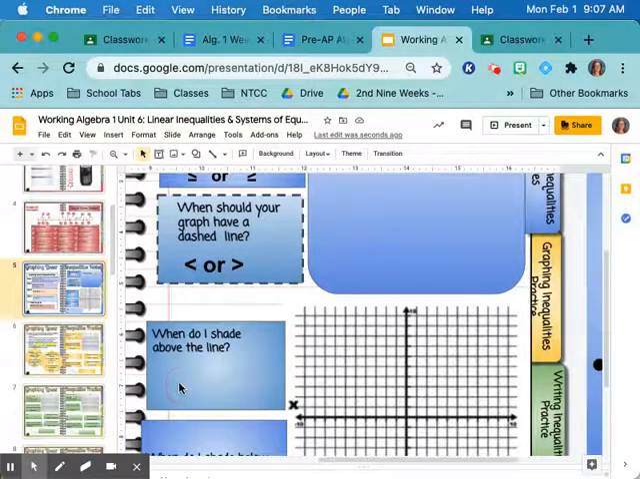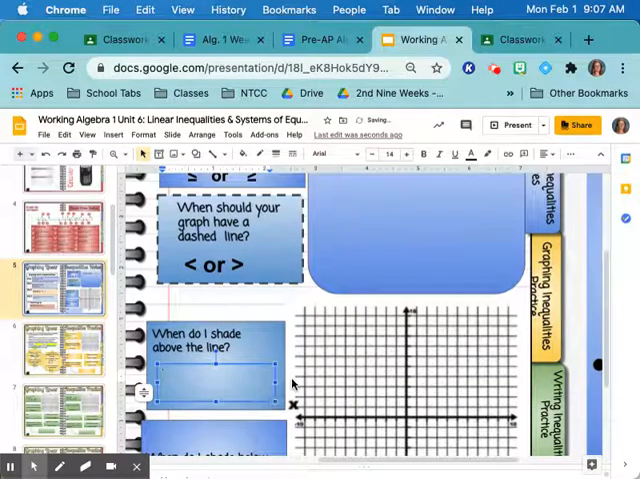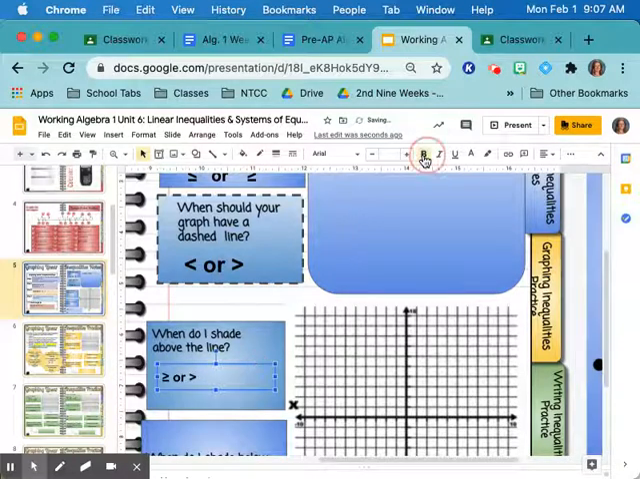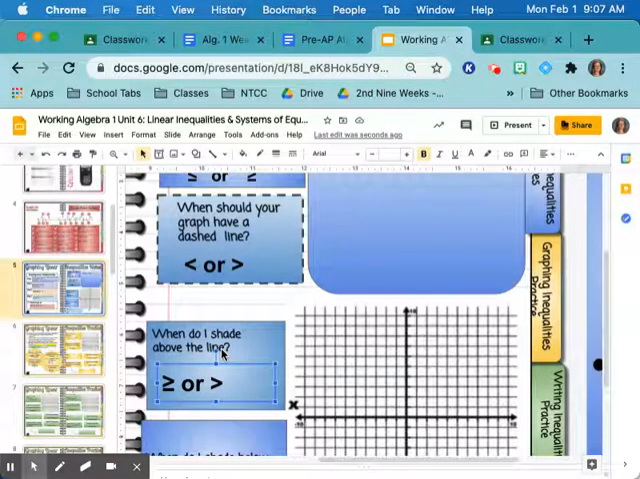Okay, when do I shade above the line? Greater than, or equal to, or just greater than? I mean, anytime it has the greater than, because above means bigger, right? So bigger means greater.